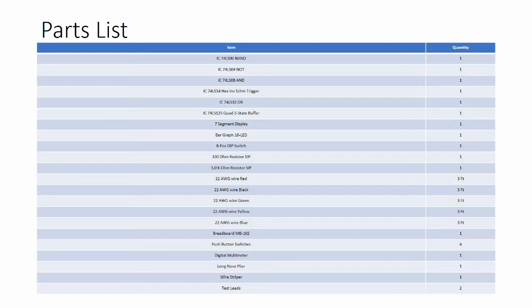So here's a list of your parts list. You can see here we have some 7400 logic gates, as well as a Schmitt trigger, a 3-state buffer, a 7-segment display, an LED bar graph, a DIP switch, some resistors, some wire, a breadboard, some push buttons, a multimeter, a pair of pliers, a wire stripper, and some test leads.